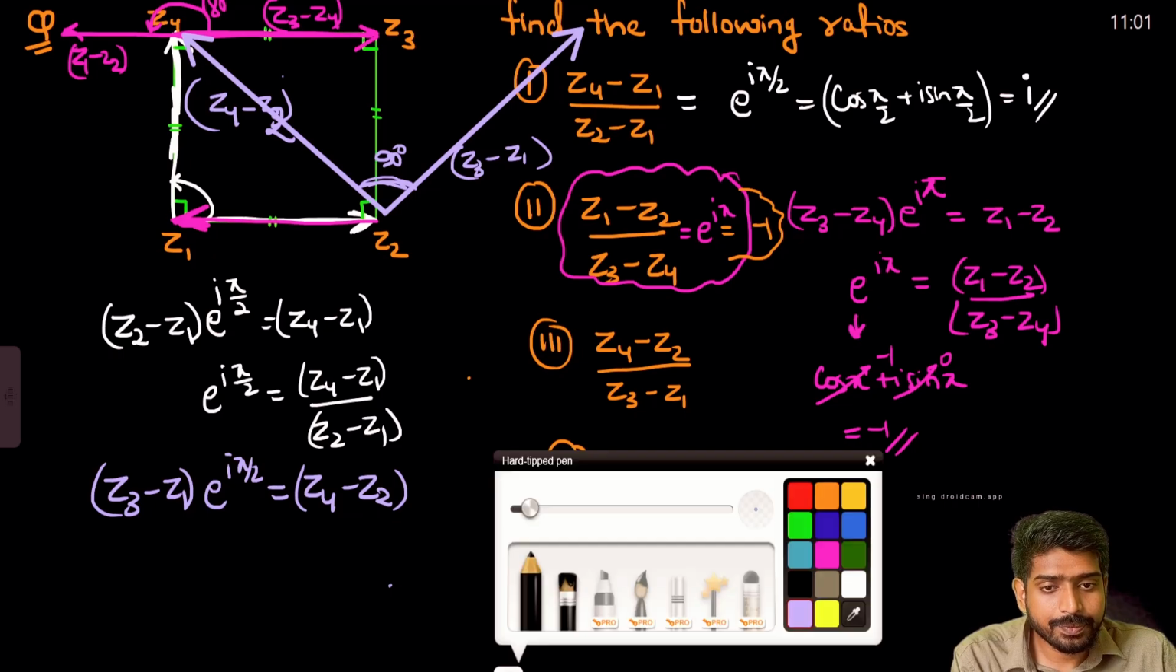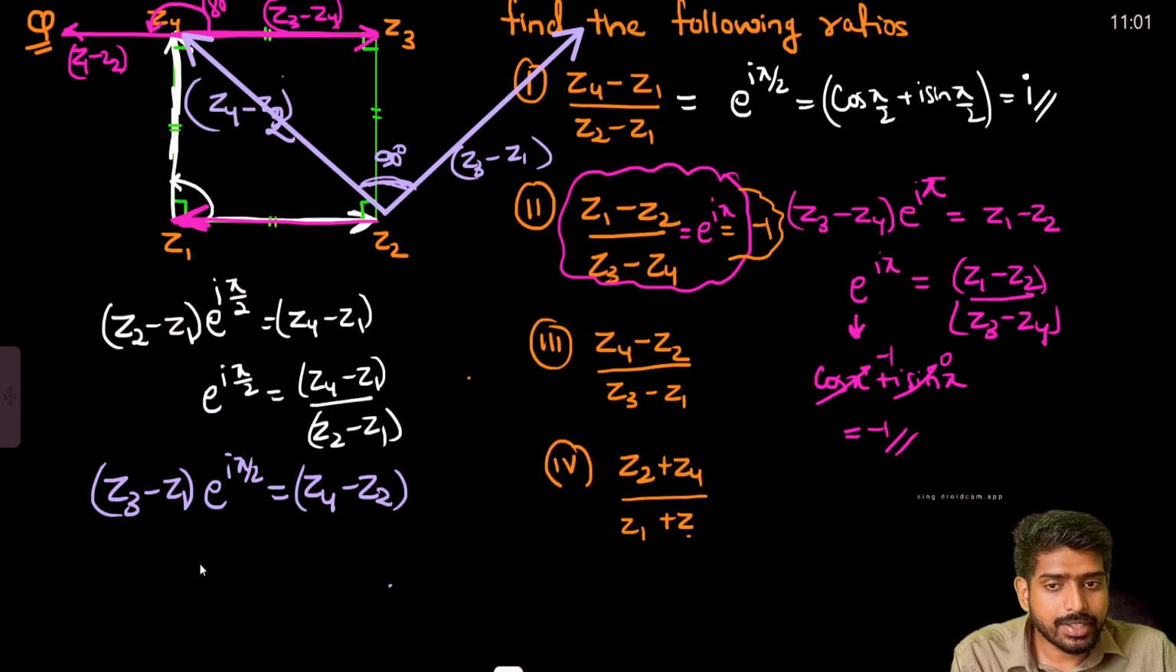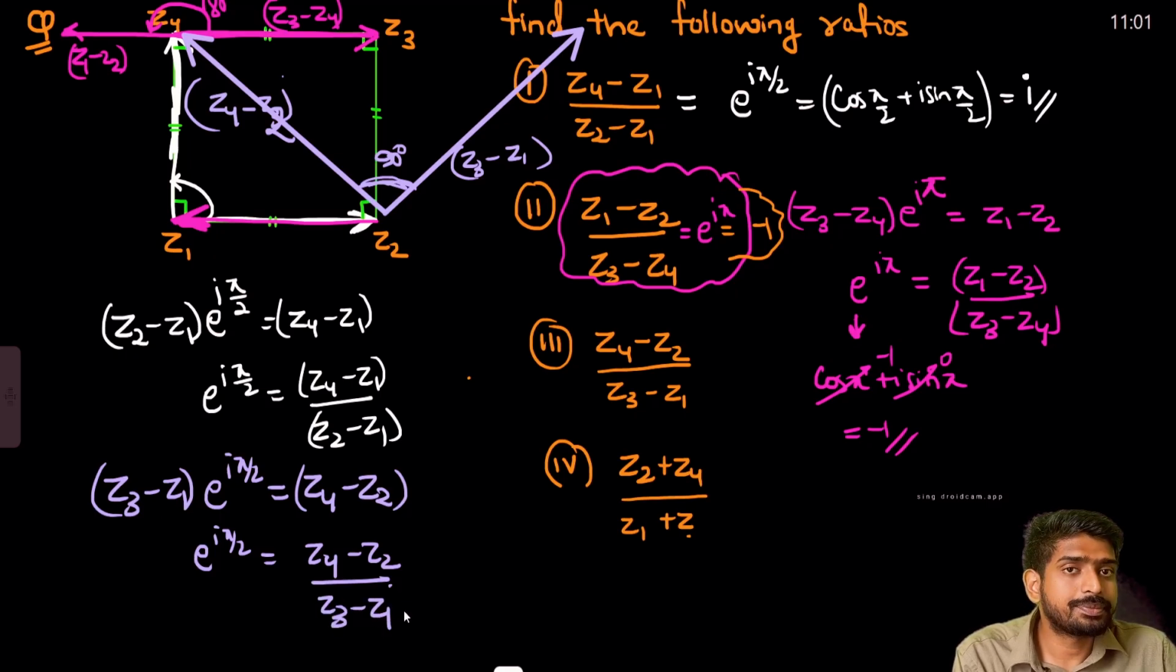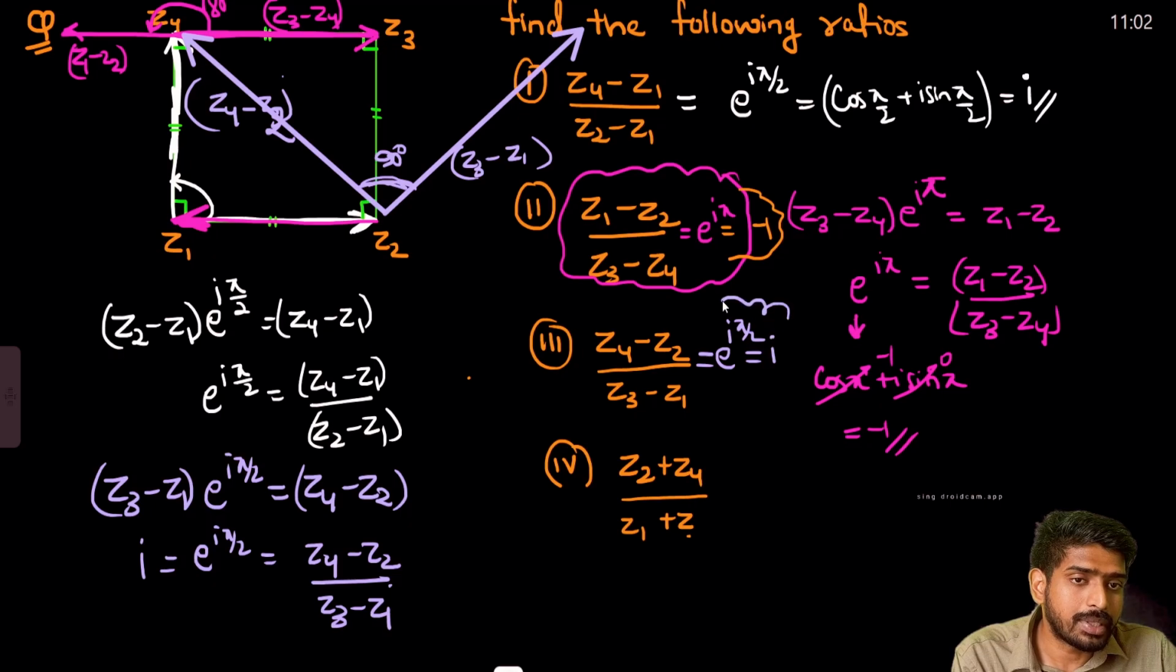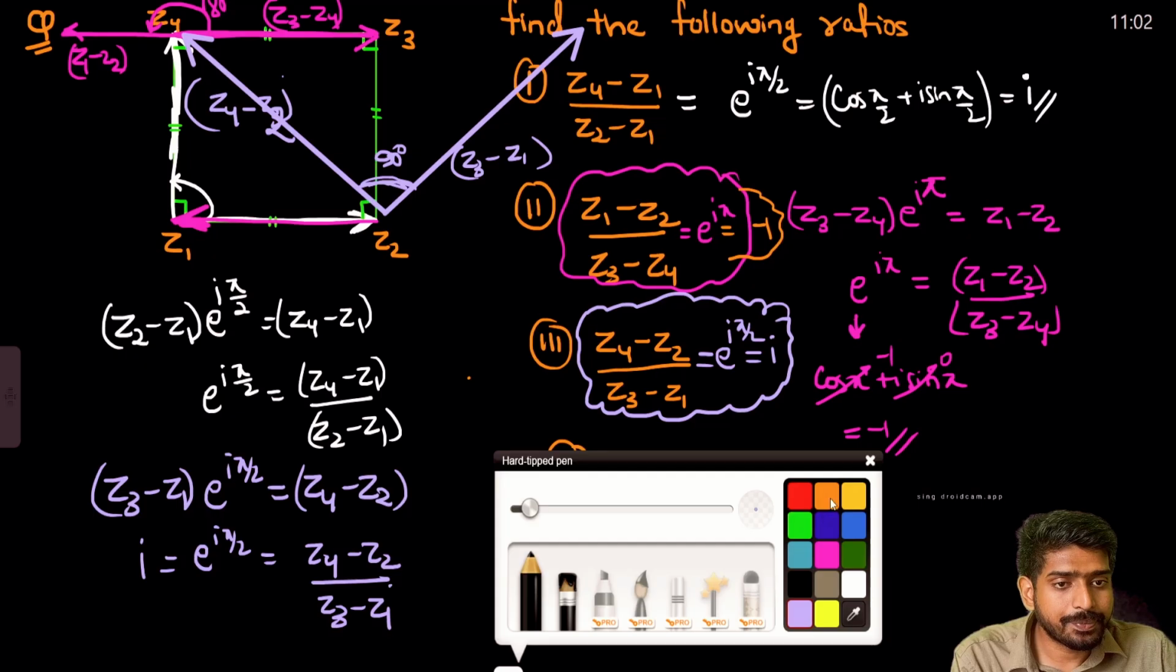Now next, we'll divide with z3 minus z1. So we get e to the power iota pi by 2 is equal to z4 minus z2 upon z3 minus z1. So what is e to the power iota pi by 2? Here also we found that e to the power iota pi by 2 is nothing but iota. So the answer for this one is iota. Got it?